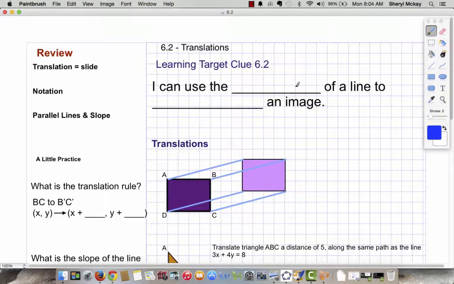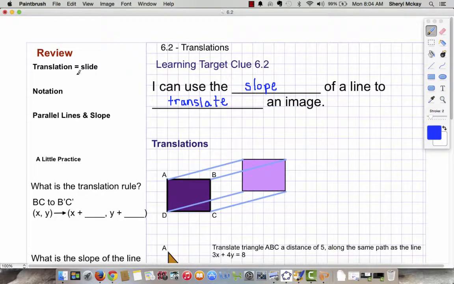Let's start by filling in our learning target. I can use the slope of a line to translate an image. So go ahead and write that in. I can use the slope of a line to translate an image. And before we get started, let's just do a quick review.